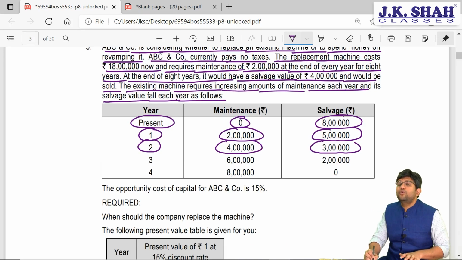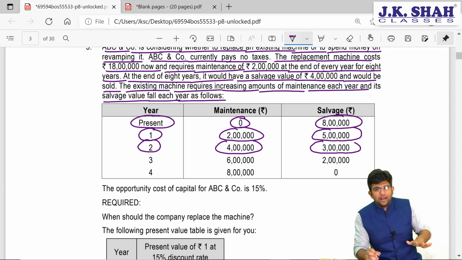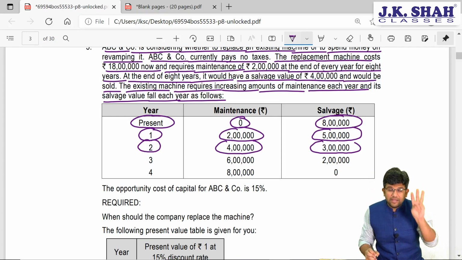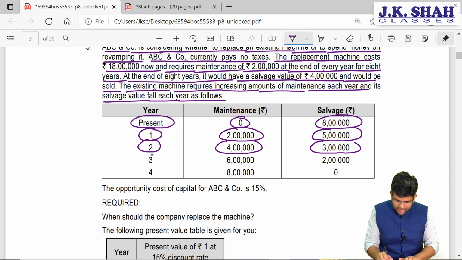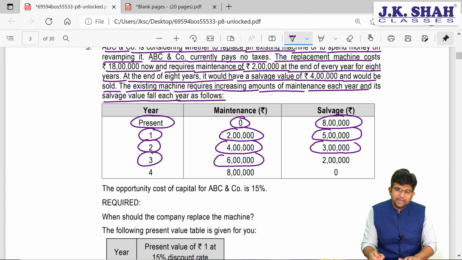Now children, if you decide to sell or replace this machine after 3 years, then do you realize you will have to not only spend 2 lakh in year 1, 4 lakh in year 2, but also 6 lakhs in year 3, and then when you sell the existing machine you will get only rupees 2 lakhs.